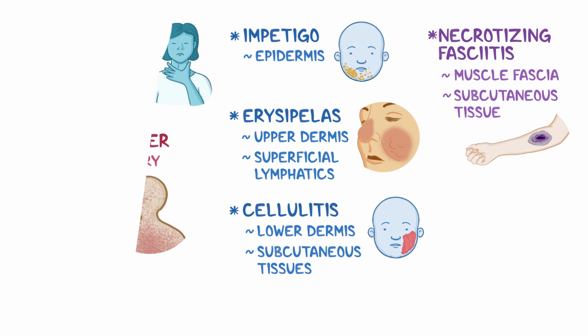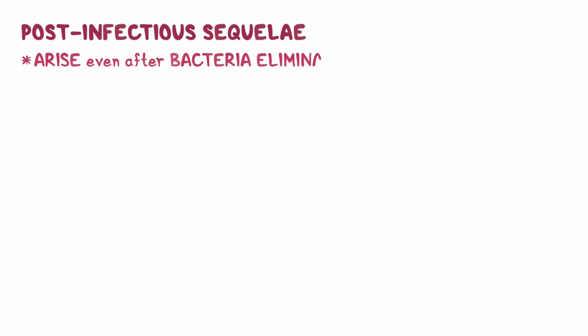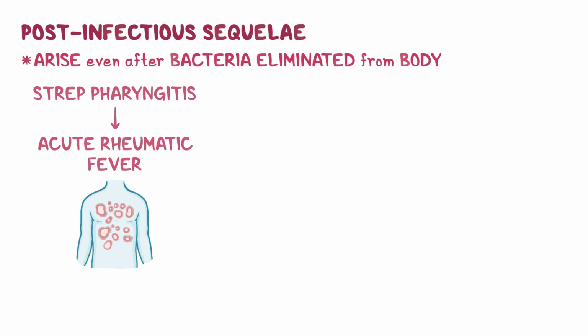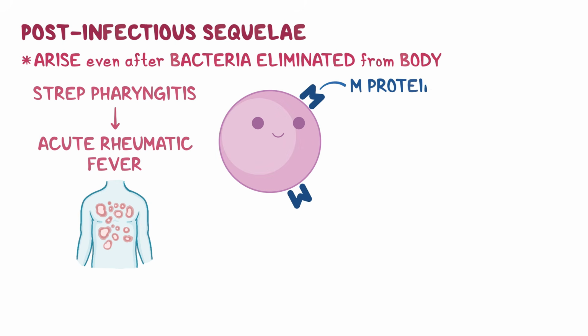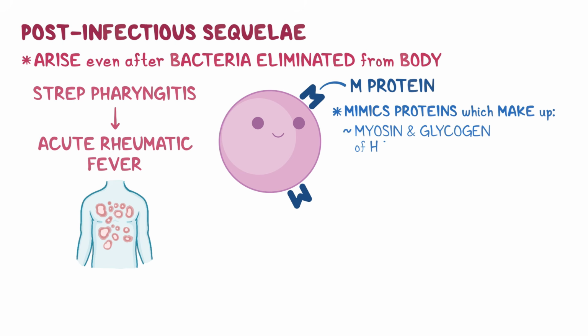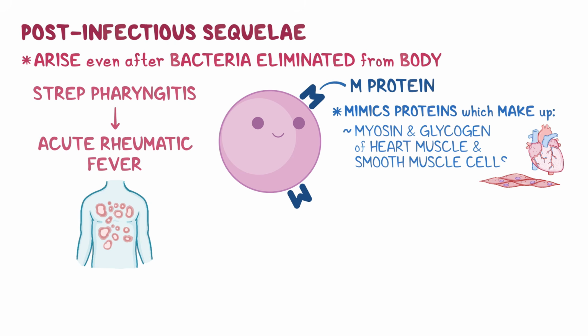Finally, strep pyogenes can also cause post-infectious sequelae, which are complications that arise even after the bacteria has been eliminated from the body. For example, following strep pharyngitis, there may be acute rheumatic fever, or ARF for short. This complication arises because strep pyogenes has a bacterial M protein that mimics the structure of some proteins, which make up some tissues of the body, like the myosin and glycogen of heart muscle and smooth muscle cells.